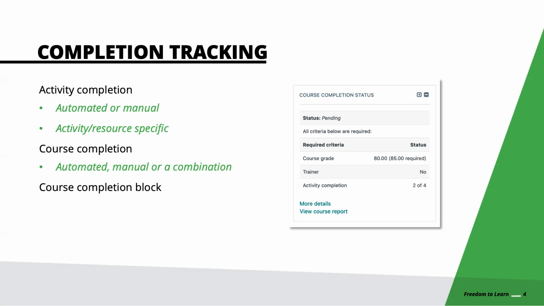Resources, however, things like files and links and the book activity, you can certainly track that they have been opened, but you can't in any way prove that the individual has read the content, or probably more importantly, understood the content, in which case other assessments like a quiz or a SCORM or an assignment would then be required.